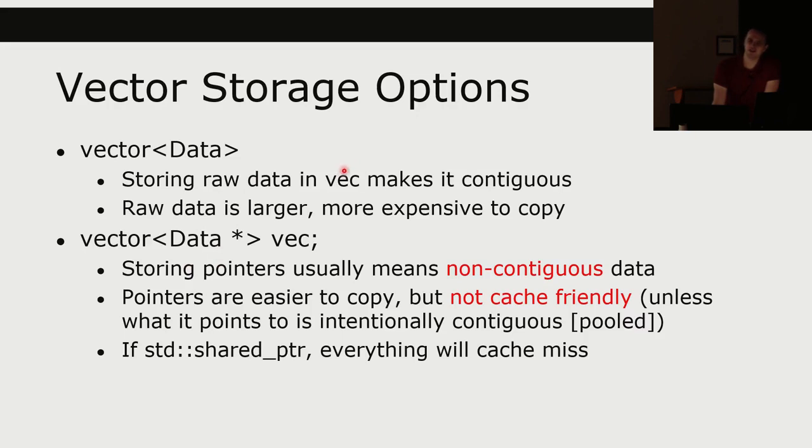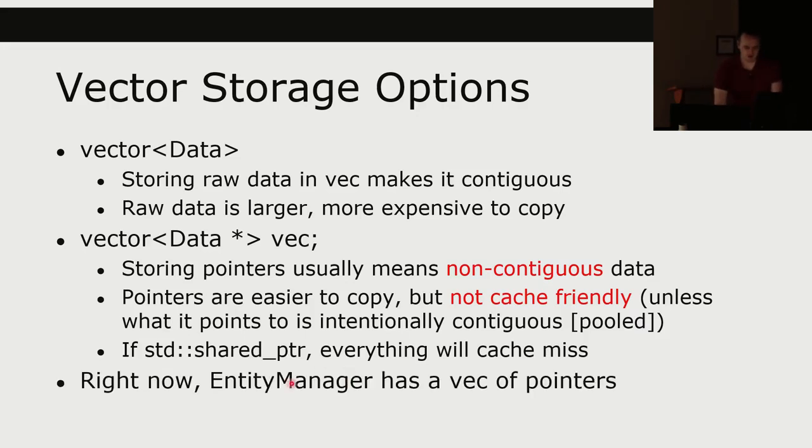So up here, it's contiguous, but slow resizes. Down here, it's non-contiguous, maybe, but not cache-friendly, right? Because every time we look up a new entity, it's somewhere else completely in heap memory. And if it's a standard shared pointer, just assume that everything is a cache miss, which is unfortunate.